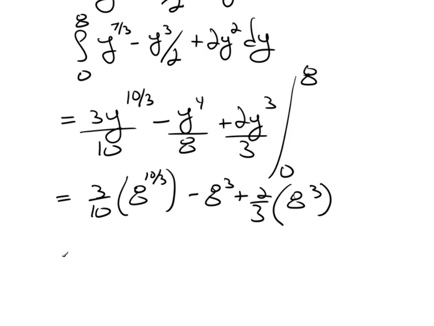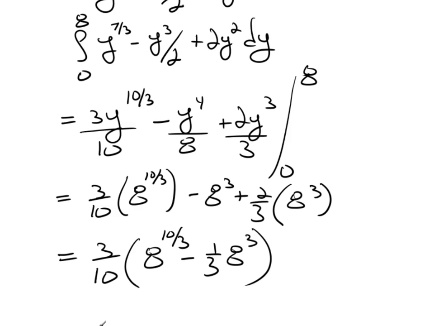I'm not going to fiddle around too much with this. I'm going to let you actually crunch the final numbers. This would be 3/10 times 8 to the 10/3. This is 2/3 times 8 cubed minus 8 cubed. So this is minus 1/3 times 8 cubed. Whoops, this paren doesn't belong there. Let's get rid of these parens. My bad. That could have been confusing the way I wrote it, because it's 3/10 times this minus that. So anyway, that's a number. You can keep fiddling with it and actually figure out what the number really is.